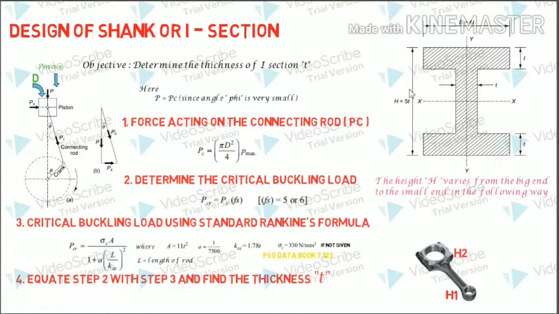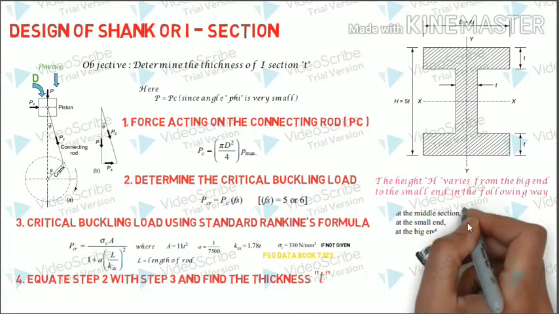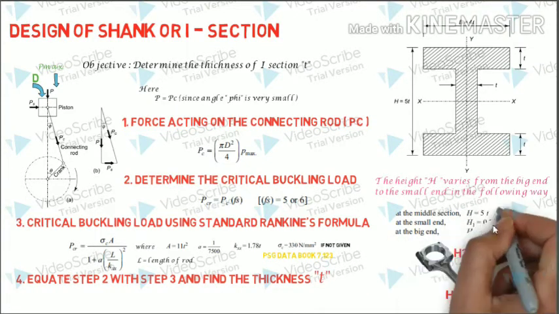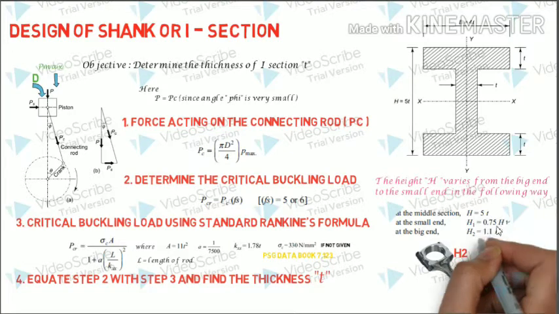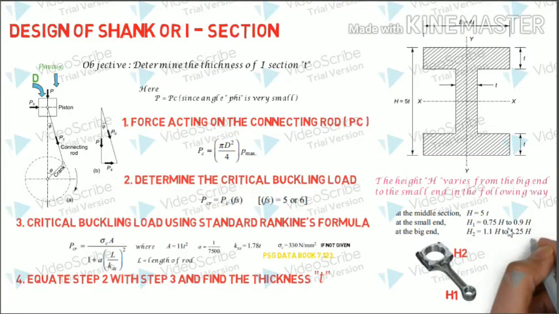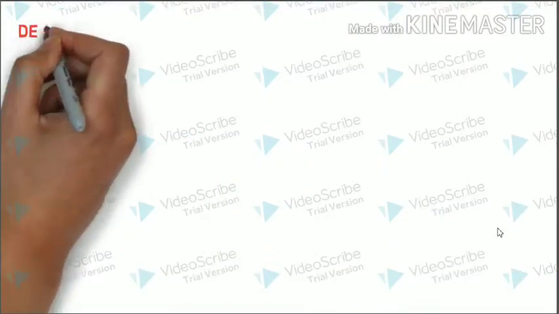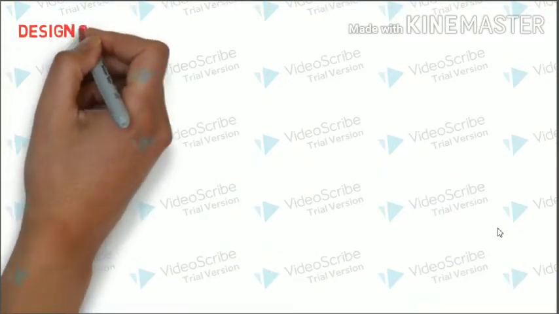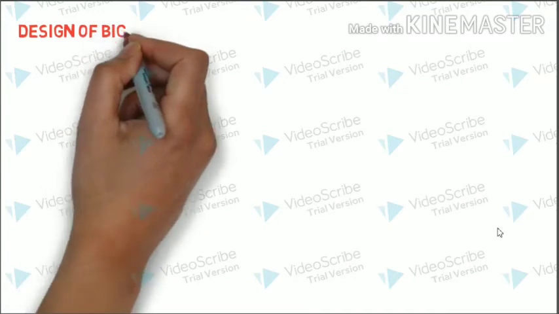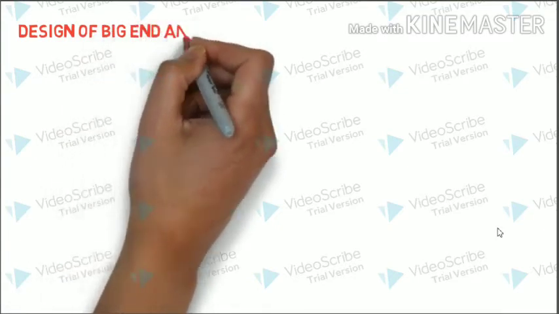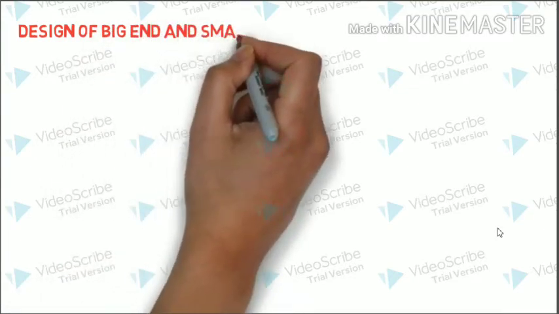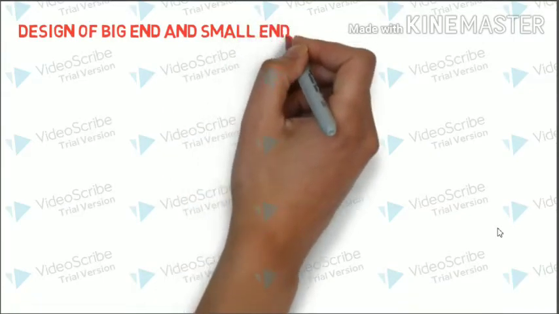So with respect to this h, we can define the other two dimensions, which are h1 and h2. h1 is nothing but 0.75, you can take it between 0.75 to 0.9, and h2 you can take approximately as per the split. So with this, your basic design for the connecting rod is coming to an end.